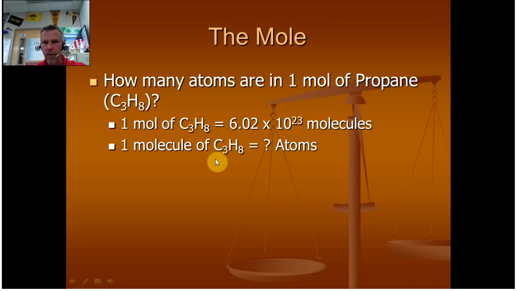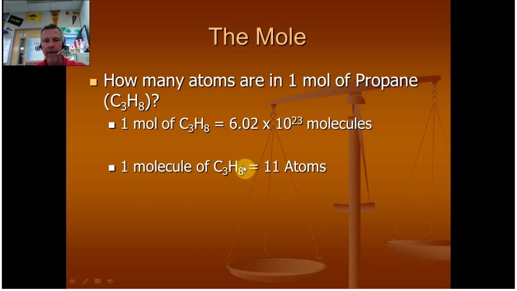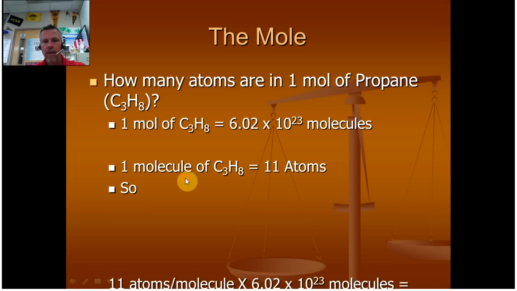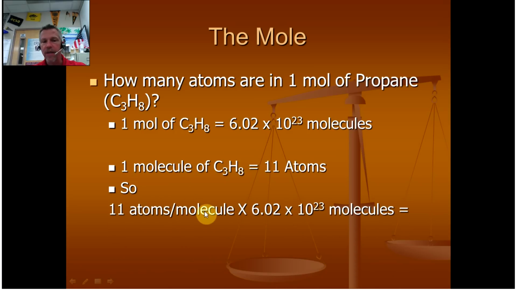Well, look at the formula. I see 3 carbons and 8 hydrogens, which means that 1 molecule of propane is 11 atoms altogether. All right, so then 11 atoms in 1 molecule times 6.02 times 10 to the 23rd molecules should give us the number of atoms in a mole of propane.